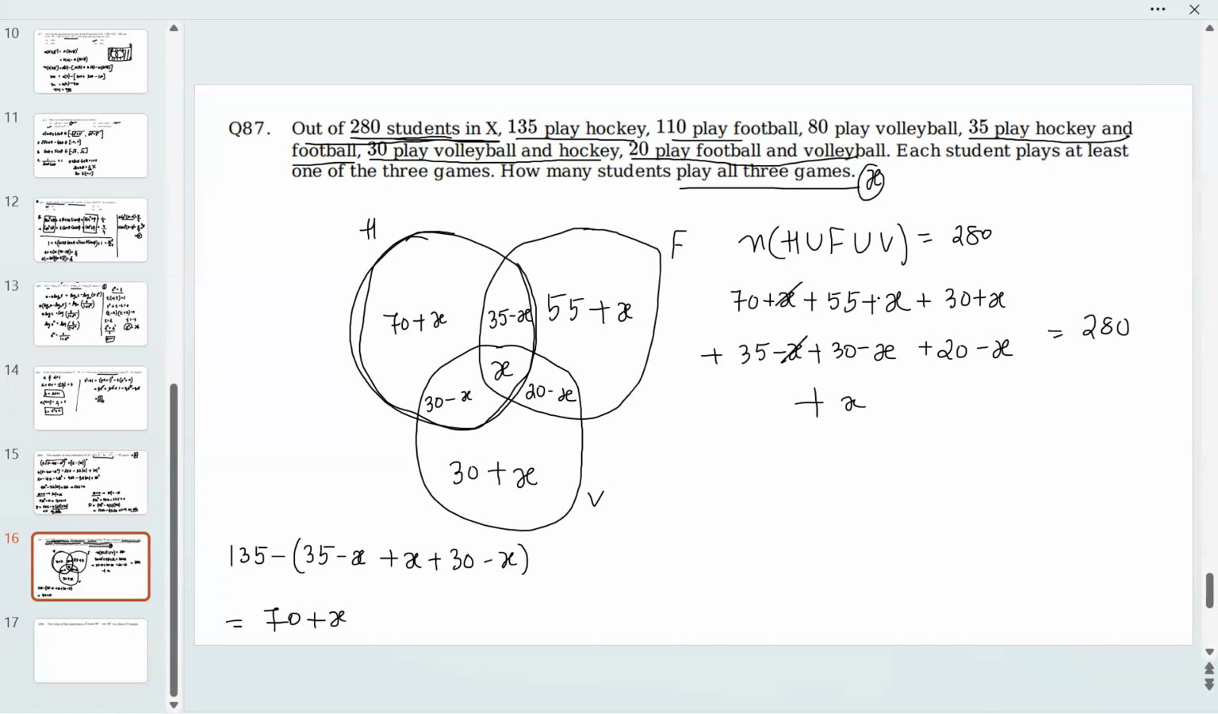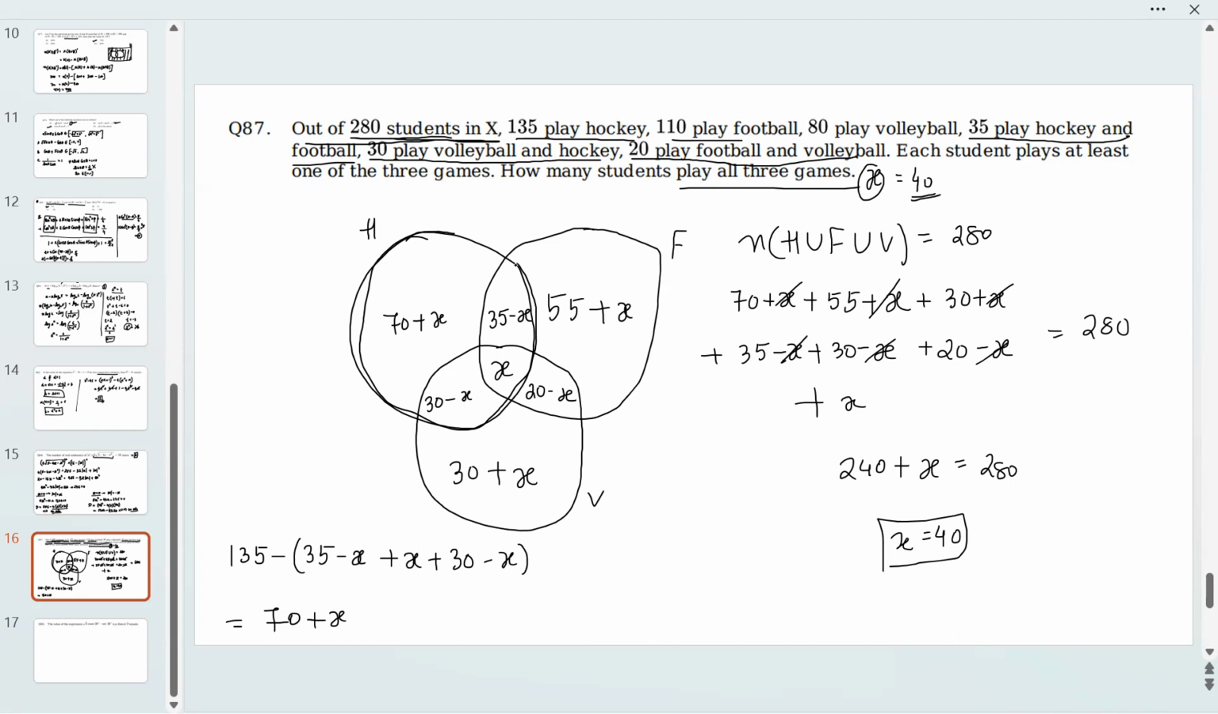As you can clearly see, plus x and minus x get cancelled, and these all will get added. So 30, 20, 50, 80. 80, 70, 150. And 55, 35, 90. 150 plus 90 is 240. So we'll get 240 and the remaining x is equal to 280. Means we'll get the value of x as 280 minus 240, which is 40. So x equals 40. So the number of students who play all three games, my integer answer, will be 40.